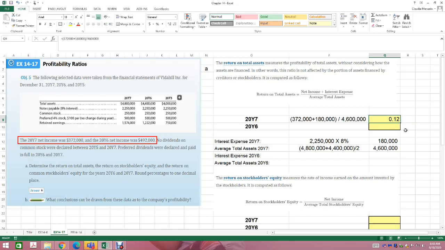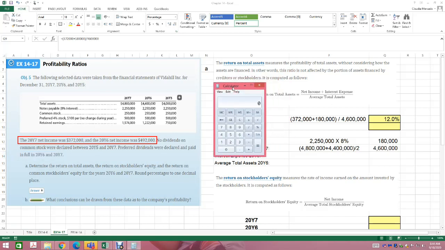Now I need to convert that into a percentage. I'm using Excel, so I can just hit the percentage sign, and it converts it into a percentage. They're asking you to round to 1 decimal place, so I can just pull it out, and it gives me 12%. Now let me show you if I were doing this in a calculator. 372 plus 180 gives me 552,000, and I'm going to divide by 4,600,000. That's going to give me 0.12. I'm going to multiply by 100 and that converts it into a percentage, so that'll be 12%.